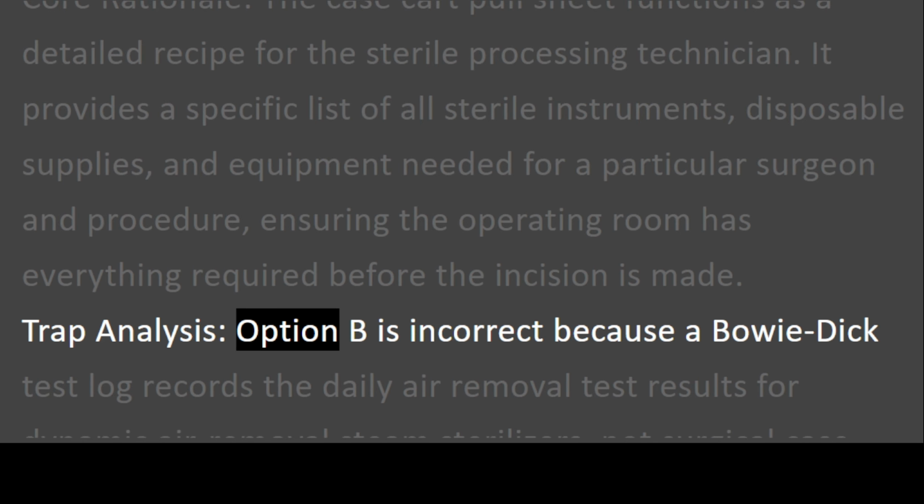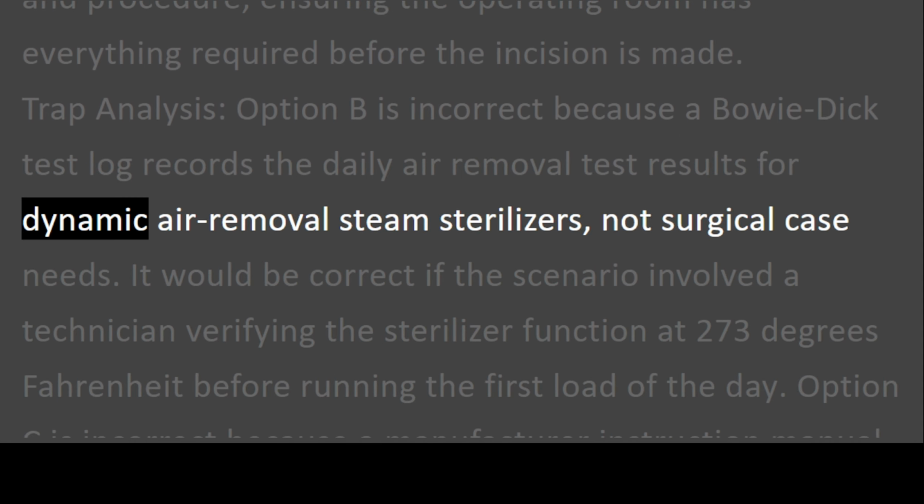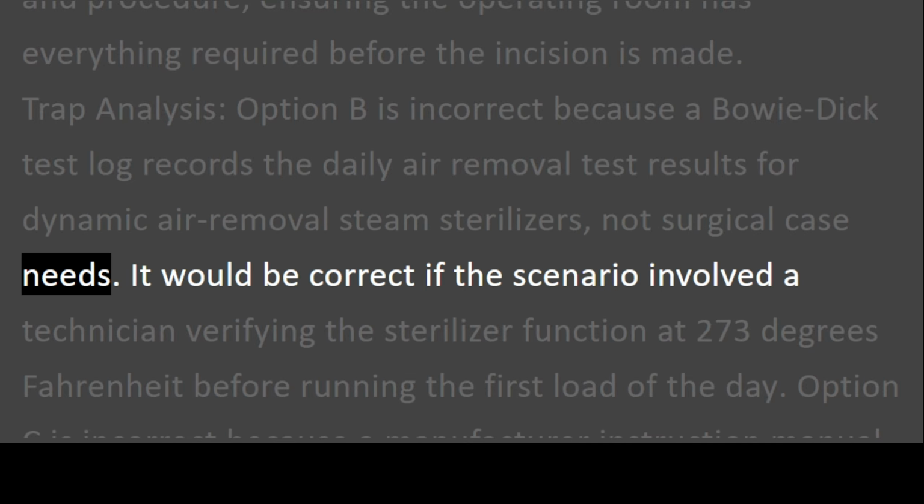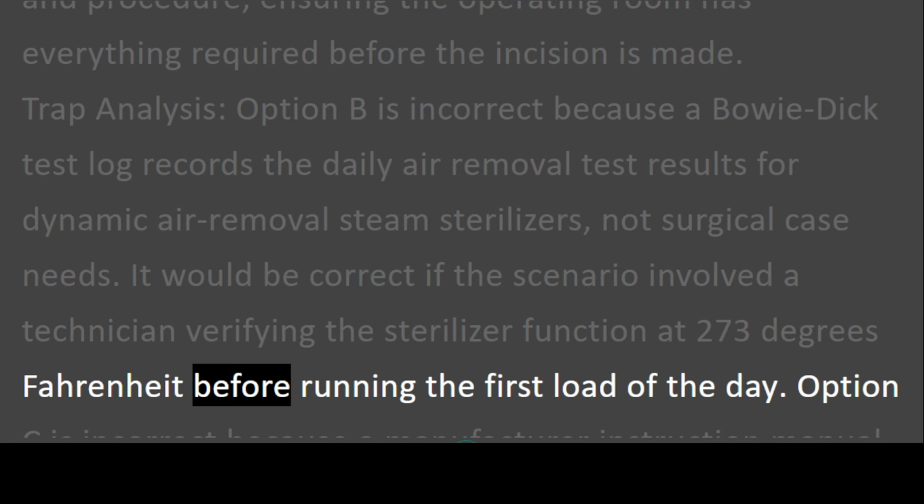Trap analysis. Option B is incorrect because a Bowie-Dick test log records the daily air removal test results for dynamic air removal steam sterilizers, not surgical case needs. It would be correct if the scenario involved a technician verifying the sterilizer function at 273 degrees Fahrenheit before running the first load of the day.